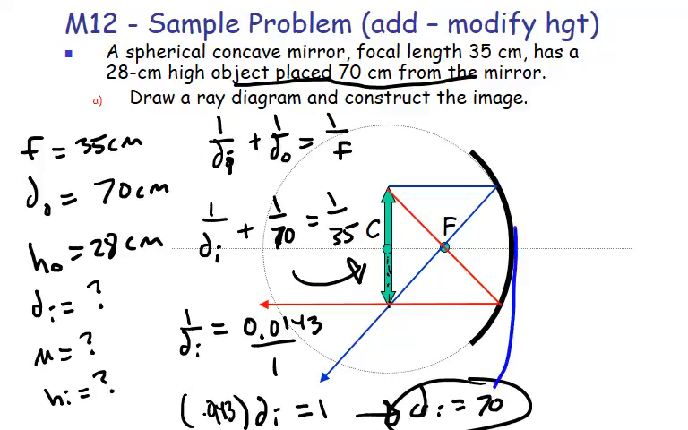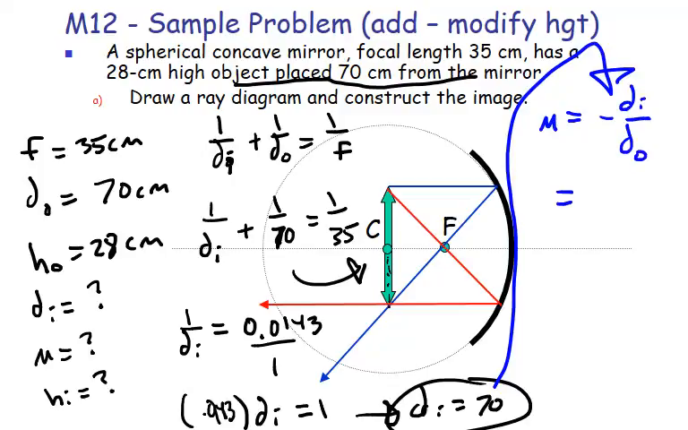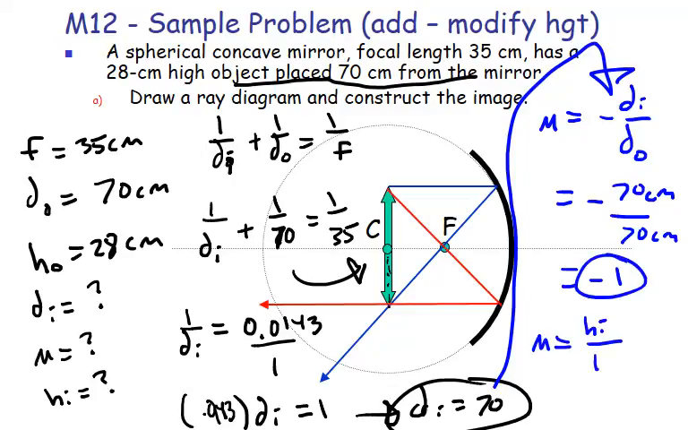Now we can find out magnification as well. We have magnification is equal to negative DI over DO. So we have negative 70 centimeters over 70 centimeters, and negative 1 is the magnification. And then magnification equals HI over HO. So negative 1 equals HI over HO, which is 28. So HI will come out to be negative 28. And that's what we see here. It's upside down, same size. That's what 1 means, same size, but the negative means it's inverted. And our calculations confirm our picture. And that's really helpful.